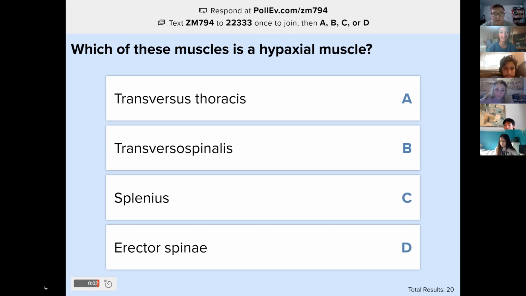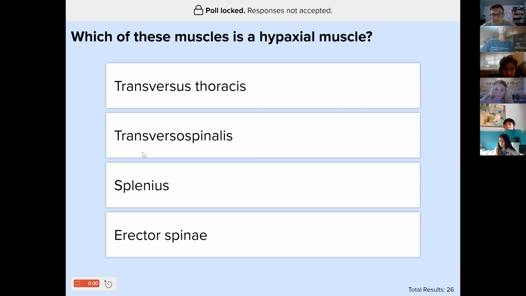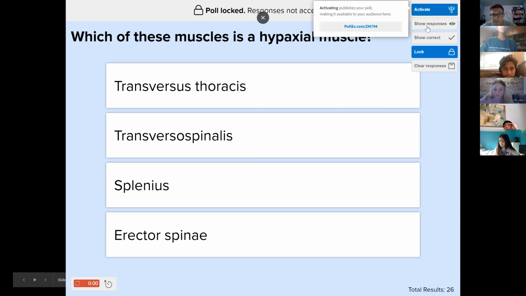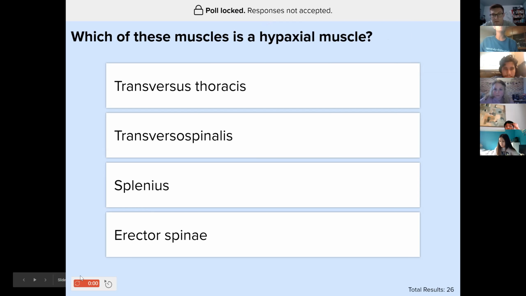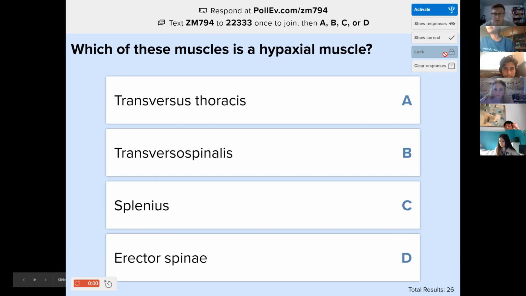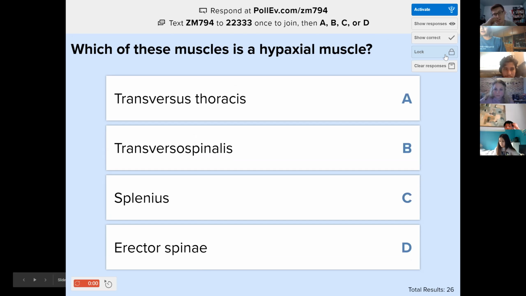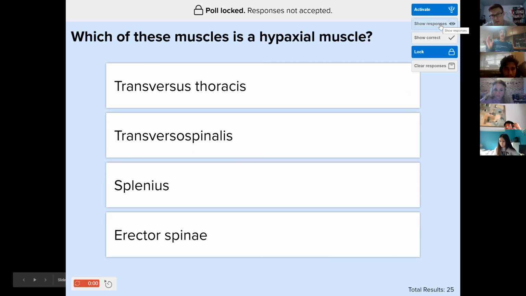I don't think we've ever seen 96%, have we? Nice job. Okay, let's see how we did on this one. I'll open it up for a few seconds for those two people who didn't get their answer in. Go ahead and get those in. All righty, so which of these is a hypaxial muscle?